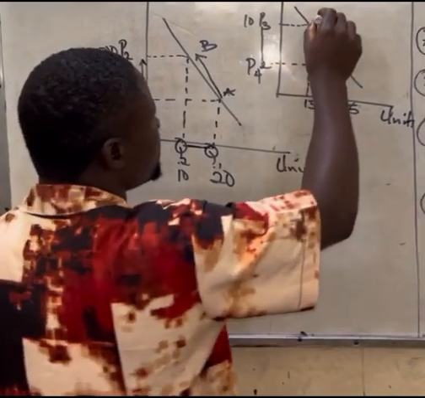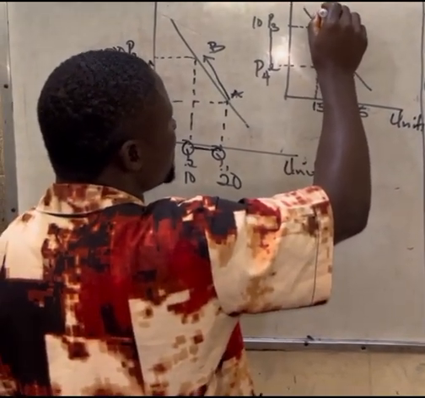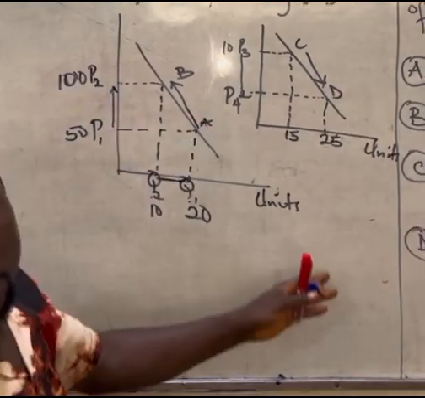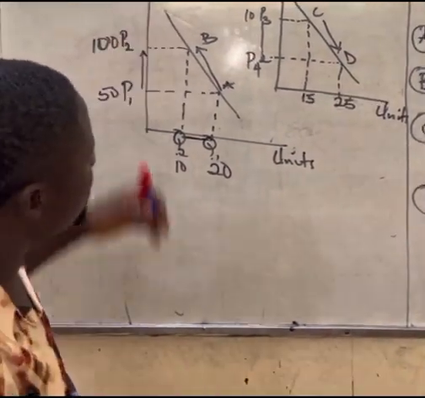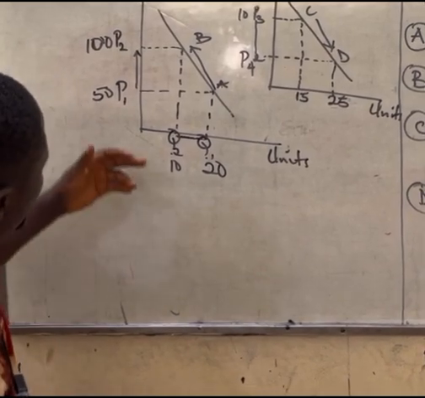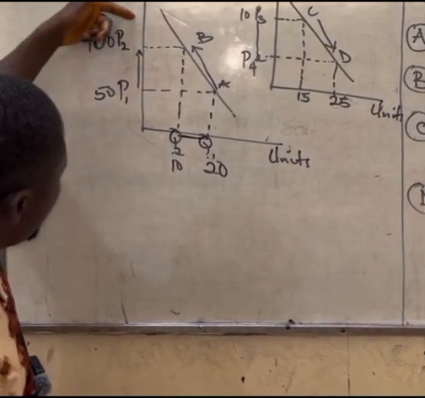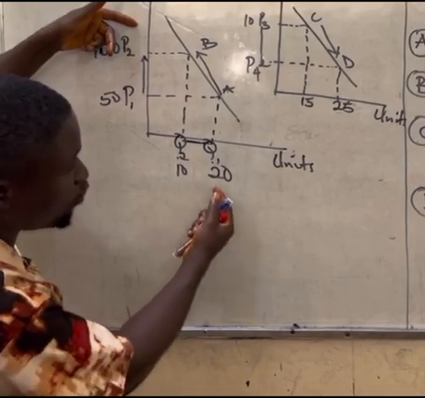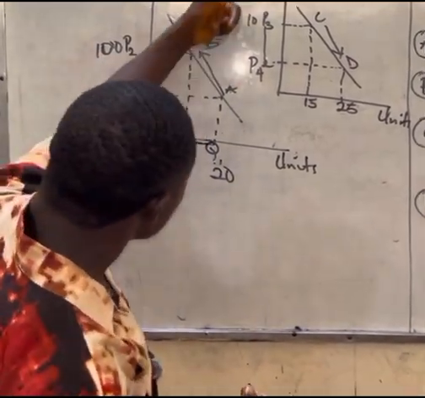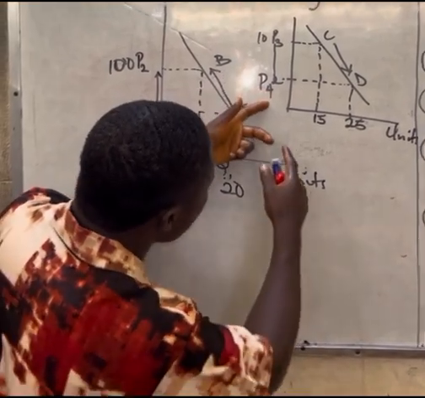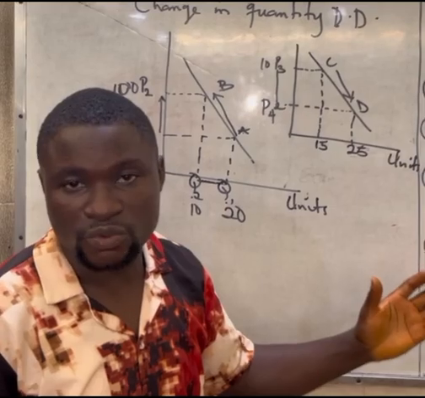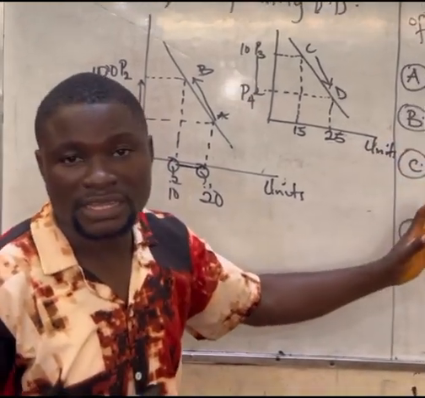So this is P1, let's say C to D. This is downward sloping. This is upward sloping. So if we have a situation where there is an increase in price, quantity demanded will do what? Will decrease. And if we have a situation whereby there is a decrease in price, then quantity demanded will do what? Will increase. I believe with that you already know the answer to the question.